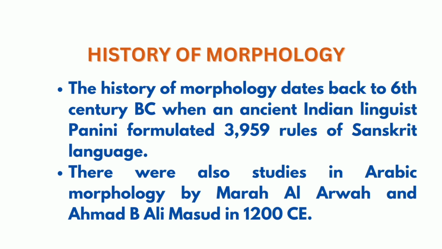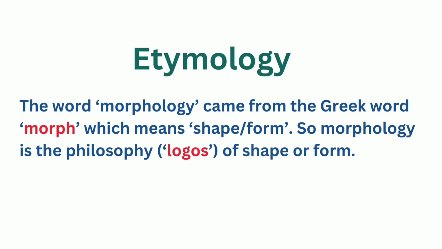History of morphology. It dates back to 6th century BC when an ancient Indian linguist Panini formulated 3959 rules of the Sanskrit language. There were also studies in Arabic morphology by Mara al-Arwa and Ahmad B. Ali Masood in 1200 CE. The origin of morphology, the etymology. The word morphology came from the Greek word morph, which means shape or form. So morphology is the philosophy or logos of shape or form.